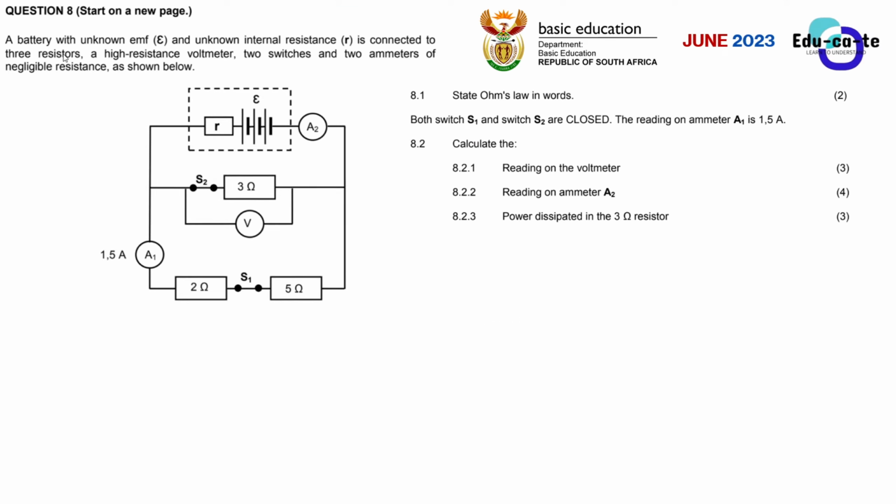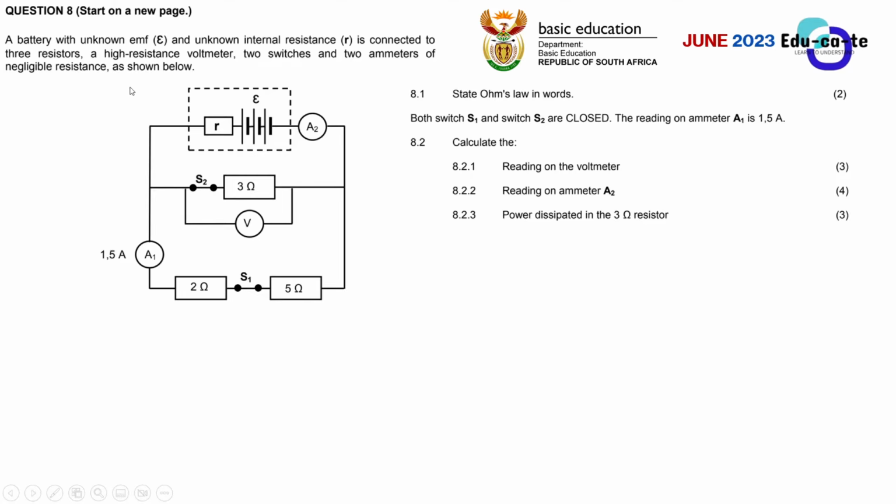It says here a battery with an unknown EMF E. So in this case, we're not given the EMF; we just refer to it with the symbol E, and an unknown internal resistance. So this is an electric circuit that has internal resistance. It simply means that some of the EMF, or some of the voltage, is actually lost.